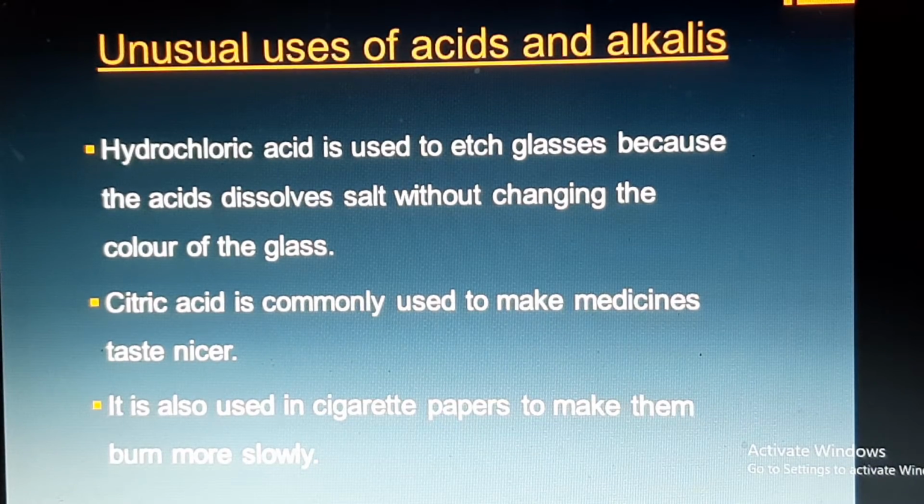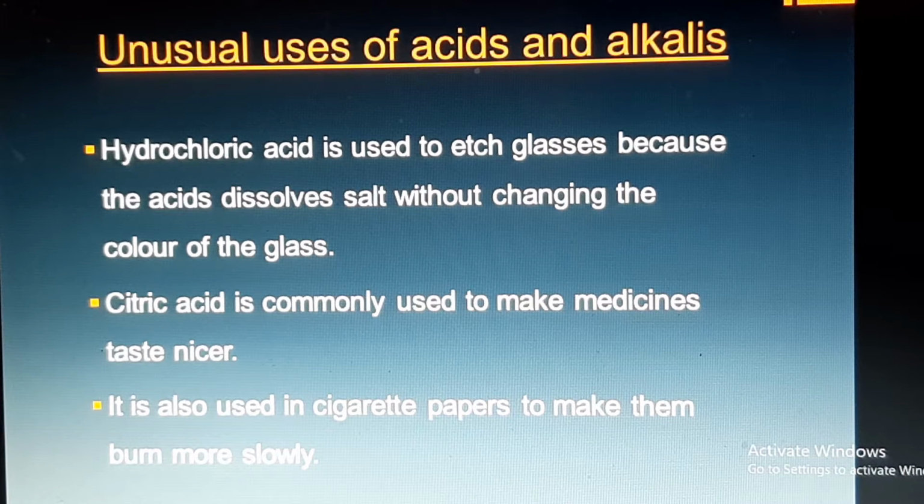First of all, we are discussing unusual uses of acids and alkalis. First one, hydrochloric acid. Hydrochloric acid is used to etch glasses because the acids dissolve salt without changing the color of the glass. Etch glasses means making painting decorations or something on the glasses. When you are using hydrochloric acid for that purpose, the color of the glass is not changing.